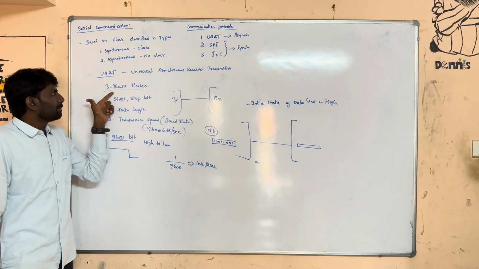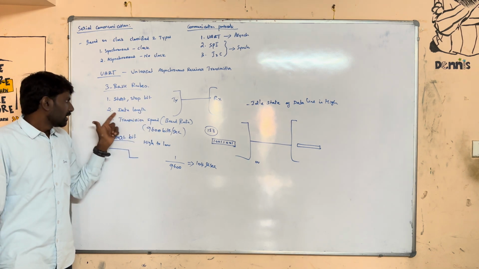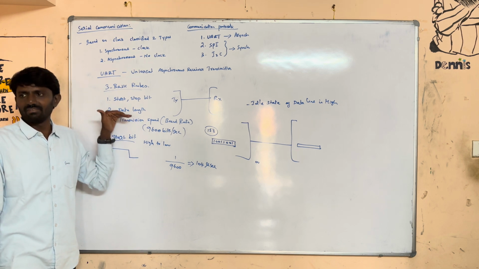For that, there are three basic rules. One is start and stop bit, then data length, and transmission speed. Okay, I will explain one by one. That's what we are trying to discuss now.